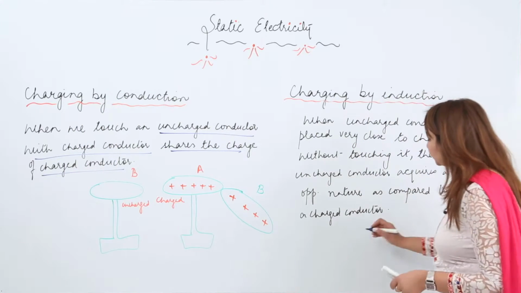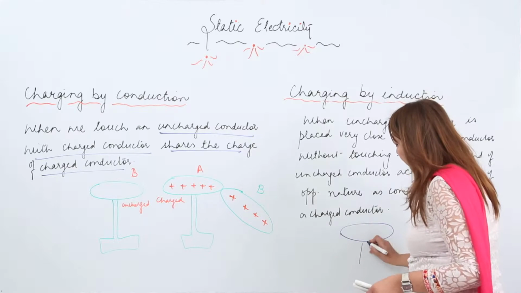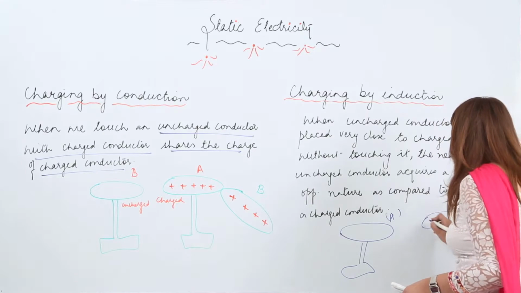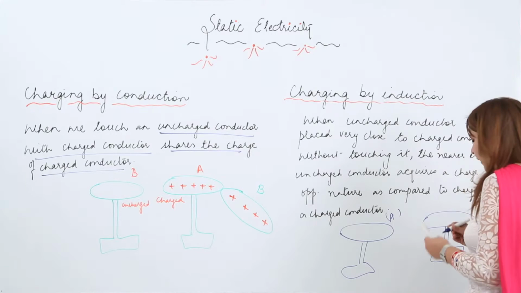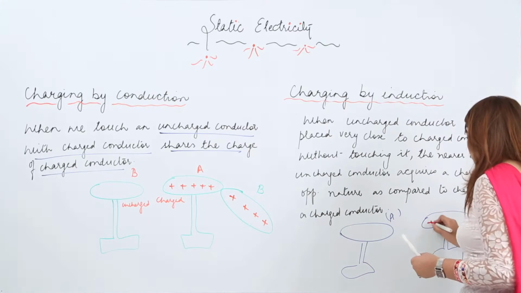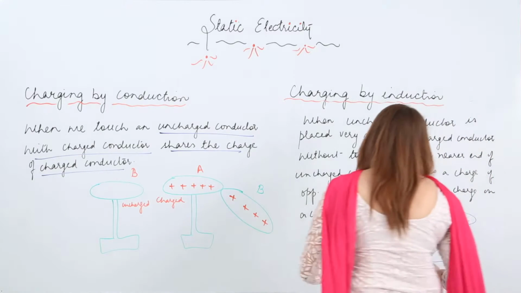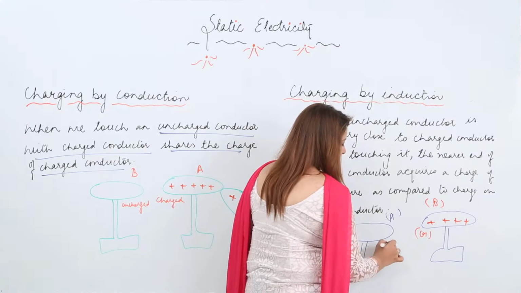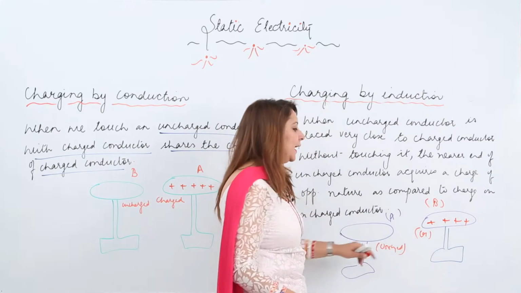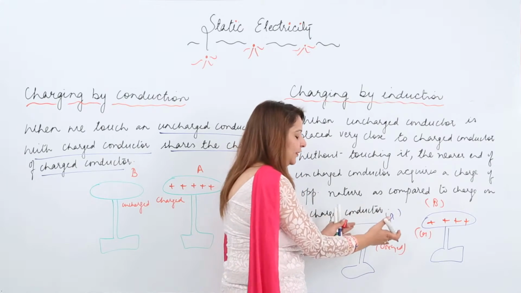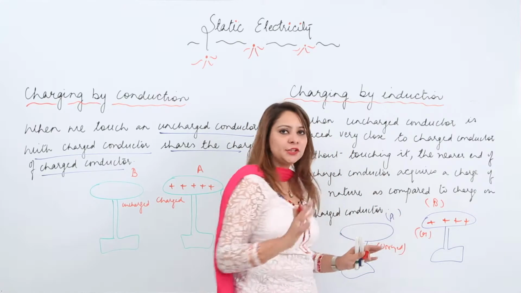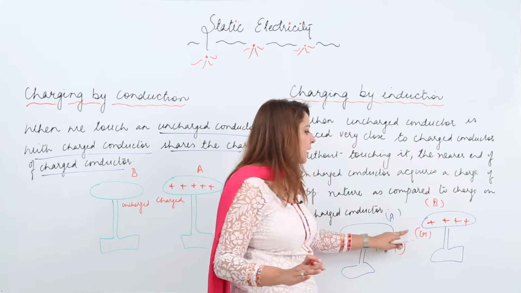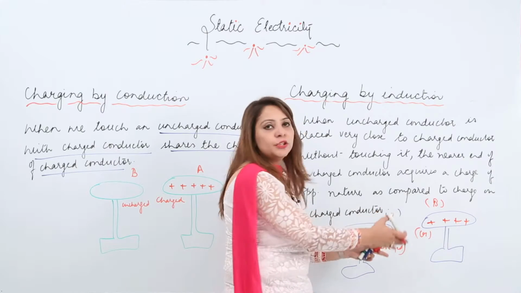Now what is induction? Suppose I have one uncharged body placed on a stand, and let's say this is A, and here I have the charged body B. Let's say it has a positive charge. So this is charged, as you can see, and this is uncharged. Now I'll just place them near each other. I'm not touching them, because in conduction I was touching them. Here we don't need to touch them. We are just placing an uncharged body closer to the charged body.